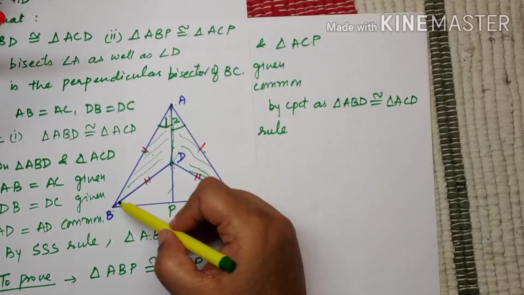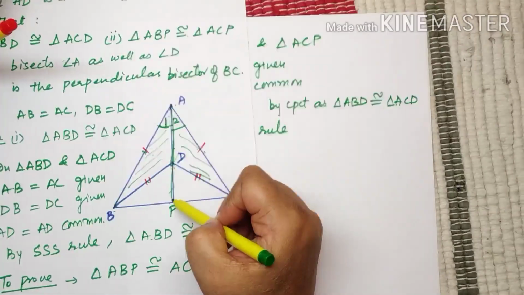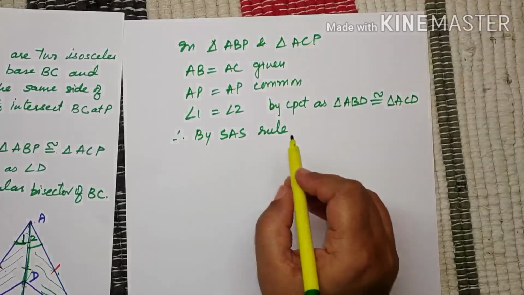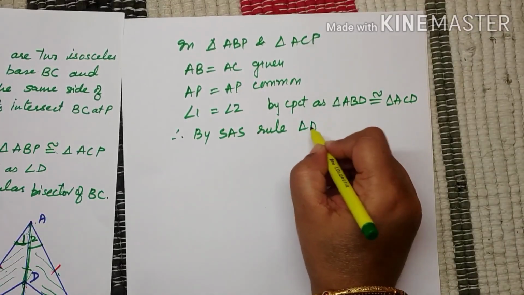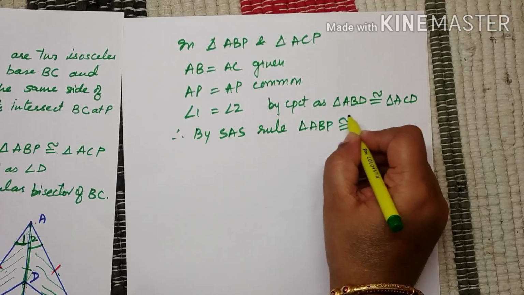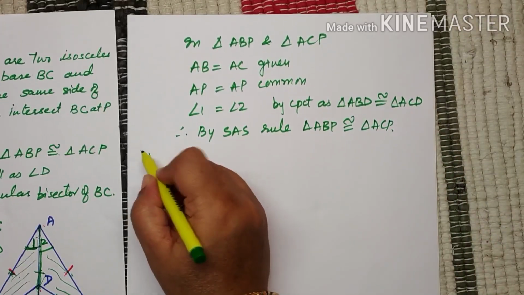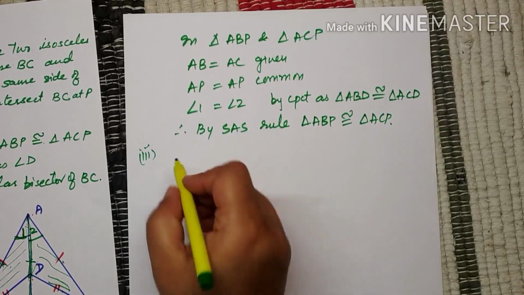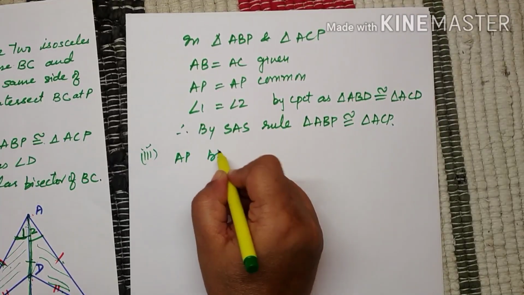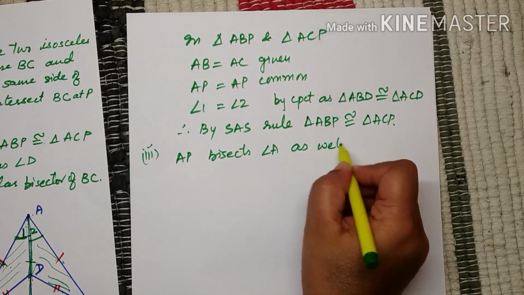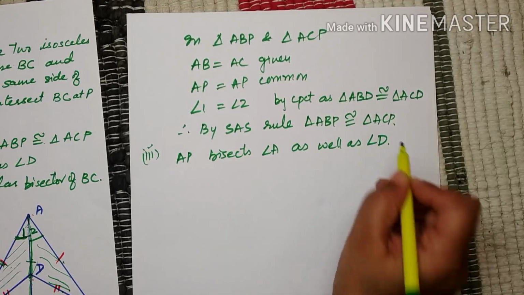Side, angle and side. See, the triangles were these, bigger triangles. Side, side and the included angle. SAS rule, triangle ABP is congruent to triangle ACP. Now third part, we have to prove AP bisects angle A as well as angle D.